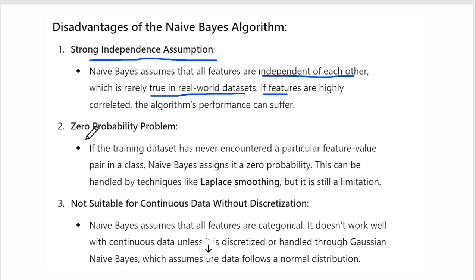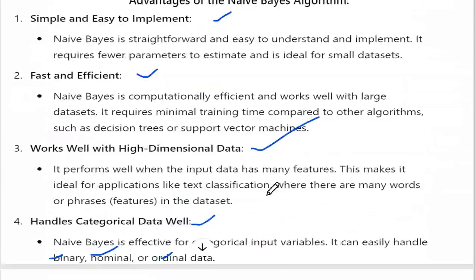Next, the zero probability problem. What does it mean? If any feature probability for the given class, either yes or no, is 0, the entire posterior probability of the yes or no class becomes which one? 0. Clear? That is the main problem with the naive Bayes algorithm. It can be handled by using Laplace smoothing.